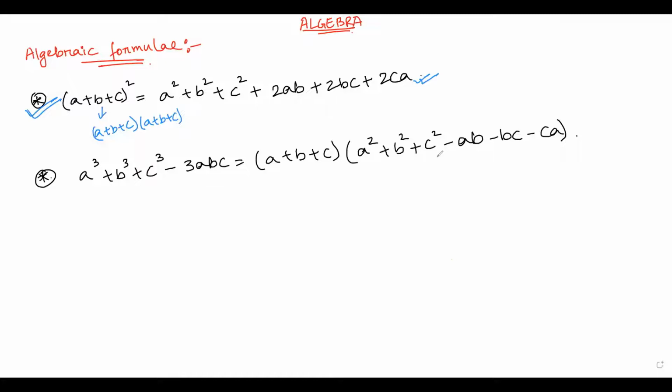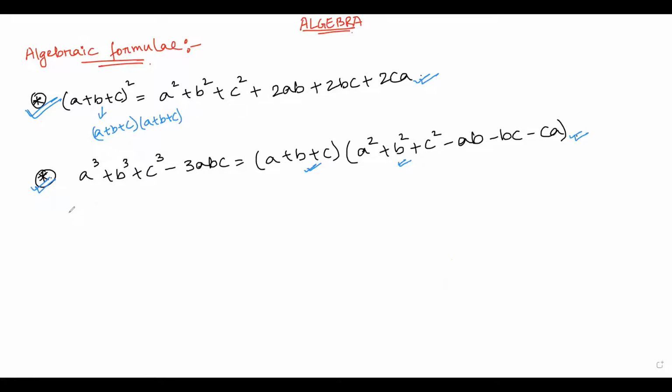Also, a cube plus b cube plus c cube minus 3abc is given by a plus b plus c times of a square plus b square plus c square minus ab minus bc minus ca. Because when we expand these two factors, we'd be getting a cube plus b cube plus c cube minus 3abc. So, a cube plus b cube plus c cube minus 3abc can be written in this way.